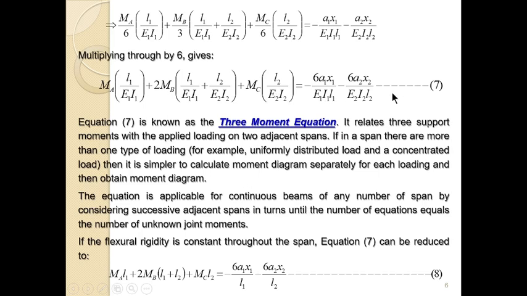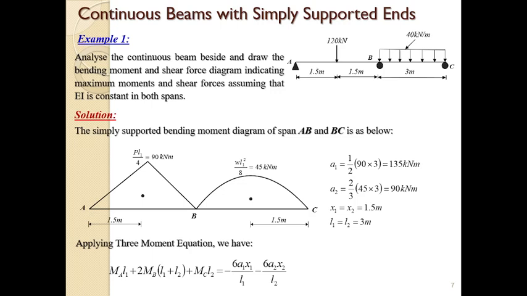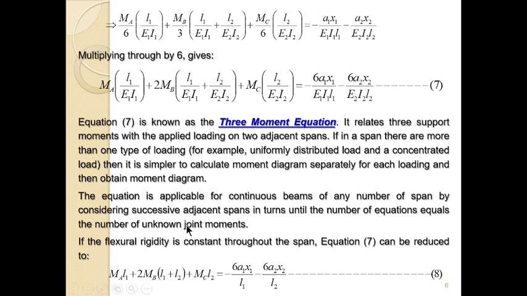Then we can cancel them out and the equation will be reduced to this equation 8. So just note the pattern: M_A L1 plus the middle span 2 M_B into (L1 plus L2) plus the last support M_C L2 is equal to minus 6 A1 x1 over L1 minus 6 A2 x2 over L2. All these parameters we know. These are the area and the centroid distance. So equation 8 is what we can use to solve any continuous beam using the method of three-moment equation, which is what we are going to do from the next slide.